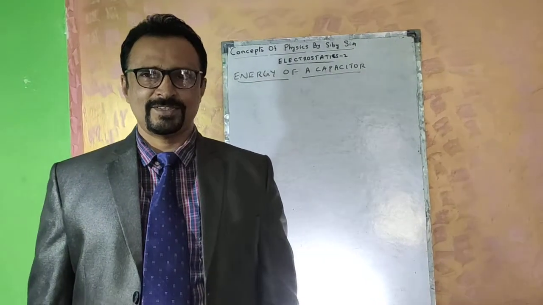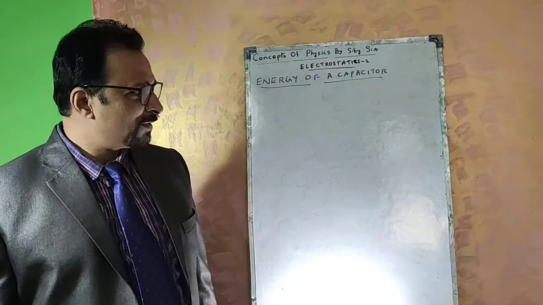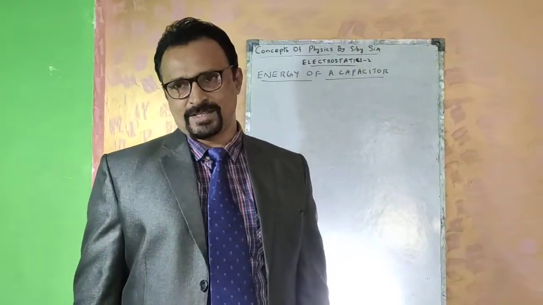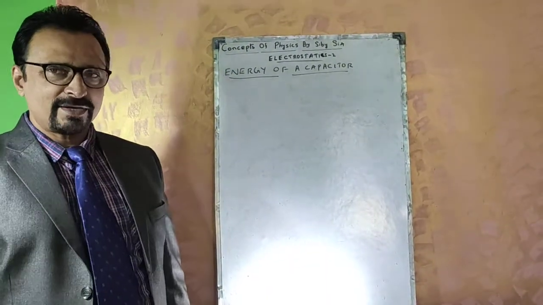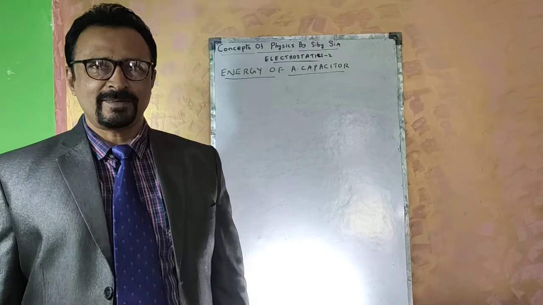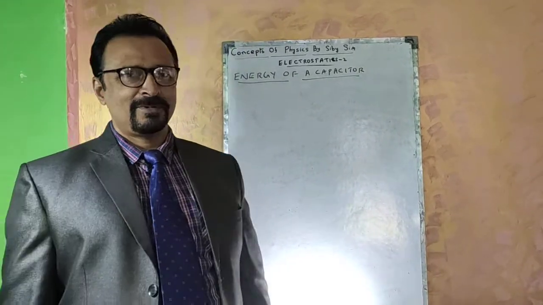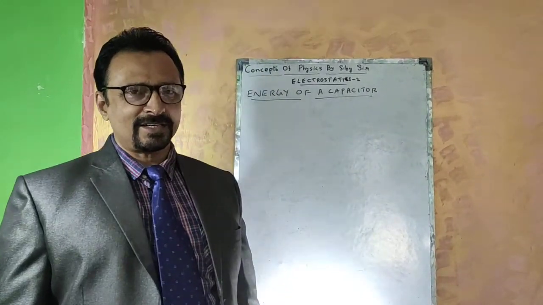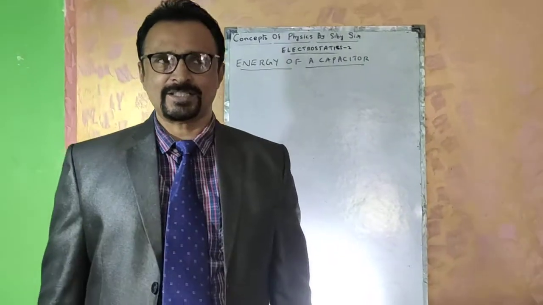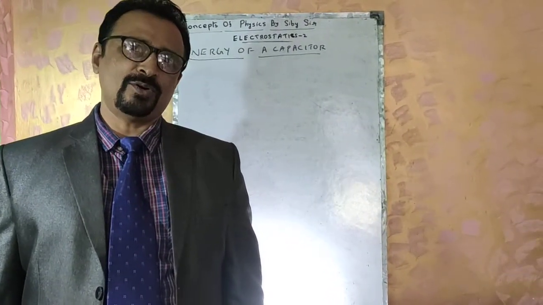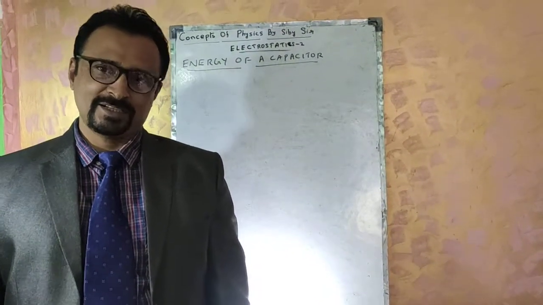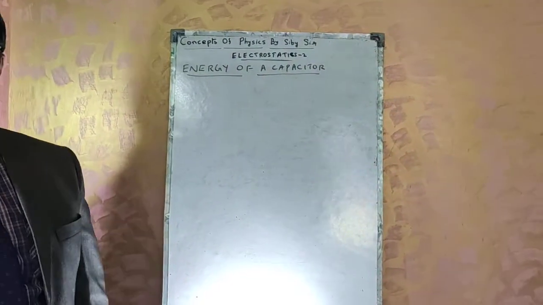Good morning, students. In the previous classes, we have studied about capacitor. What is the principle of capacitor? If an uncharged earth conductor is placed near to a charged conductor, then it can store a large quantity of charge. This arrangement, we are calling it as a capacitor.